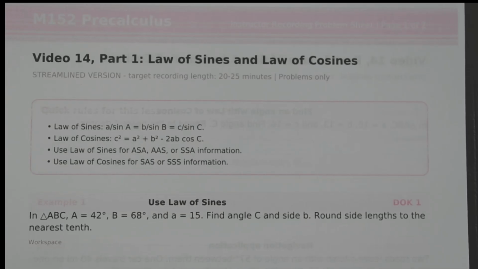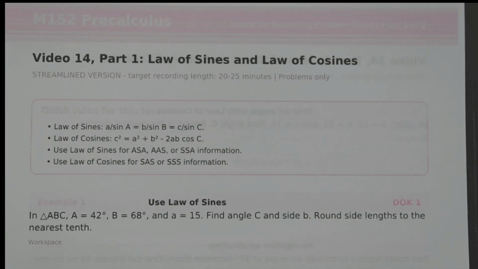Hello again. In the previous lesson, we finished trigonometric applications and models. Now we're going to move into the law of sines and the law of cosines. These laws help us to solve triangles that are not necessarily right triangles. In right triangles, we use sine, cosine, and tangent. But for non-right triangles, we often use either the law of sines or the law of cosines.